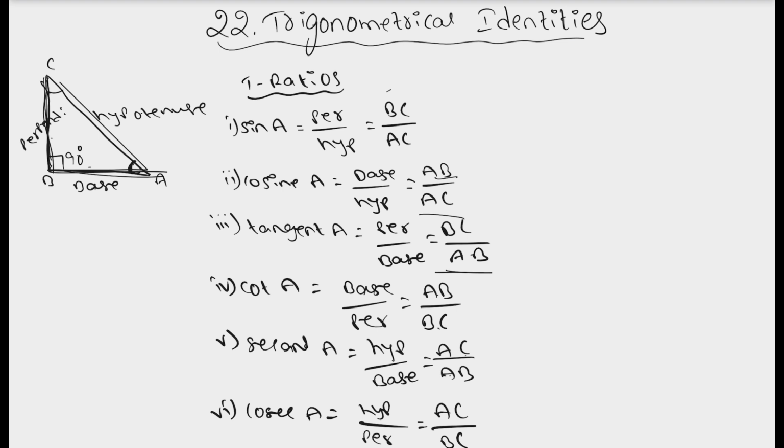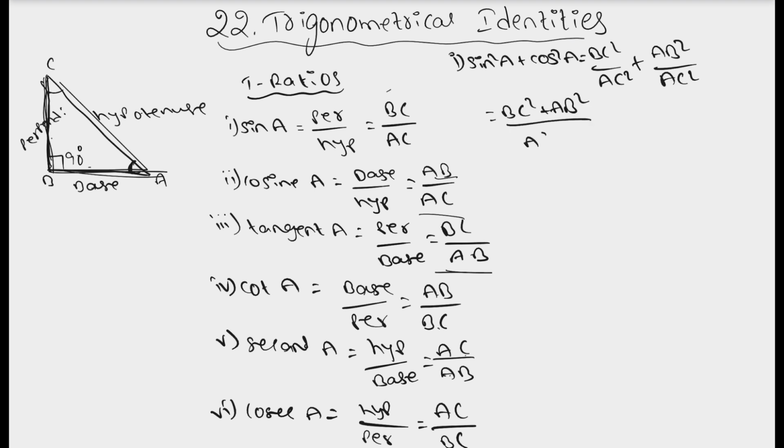Next relations we have are square relations. So the first one from the square relations is sine square A plus cos square A, which gives us the answer as 1. Let's simplify this. What is the value of sine square A? BC square by AC square. Next, cos square A is AB square by AC square. So here we'll get BC square plus AB square by AC square.